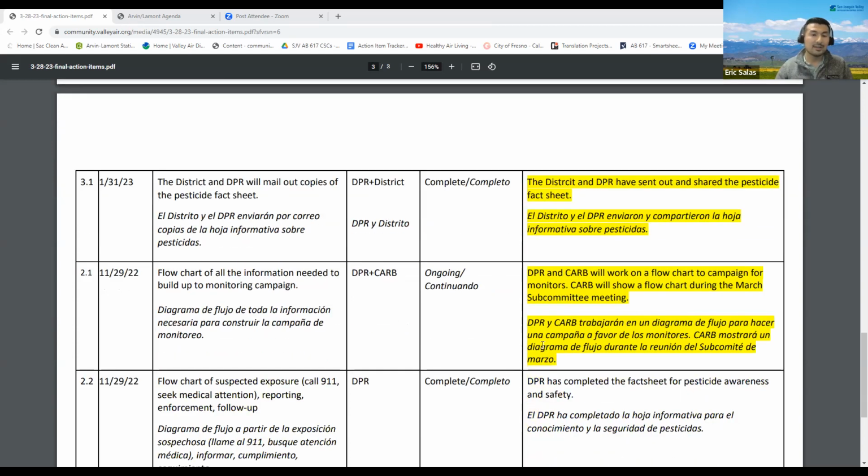And circling back from our last meeting, action item 2.1, flow chart of the information needed to build up to monitoring campaigns. So DPR and CARB will work together on a flow chart to campaign for monitors. CARB will show a flow chart during the March subcommittee meeting. And this is kind of what we're going to see today.